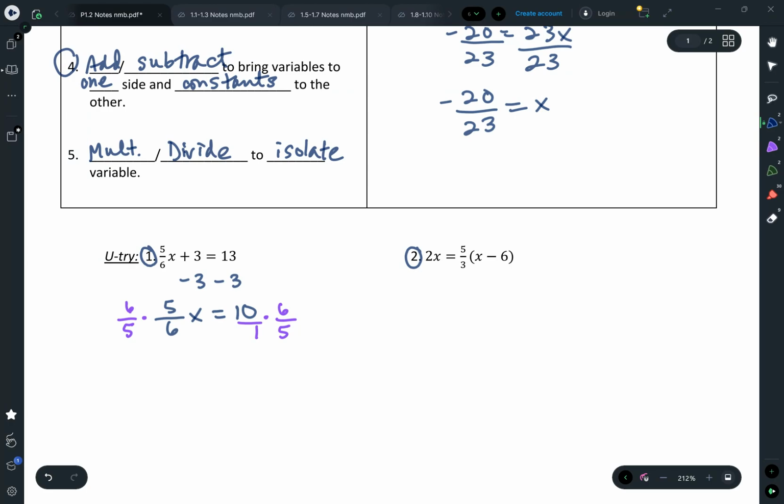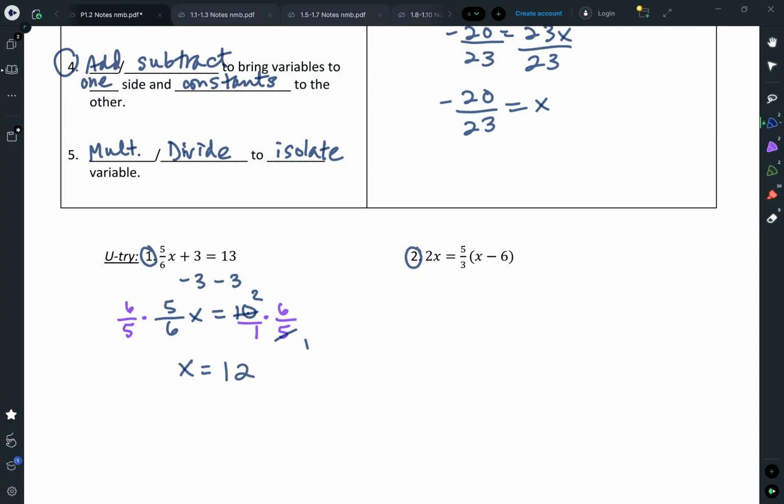And 5/6 times 6/5 is just a 1x. X is by itself. Over here, I would do, let's see, the 10 and the 5. Let's divide them both by 5. And then 2 times 6 is 12. So a little bit of reducing fractions there.